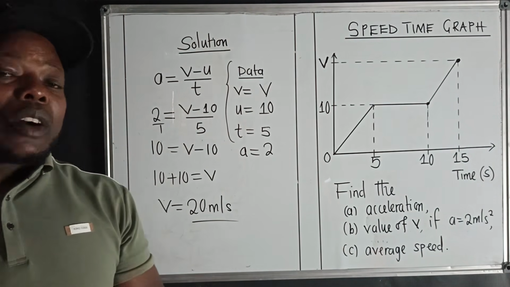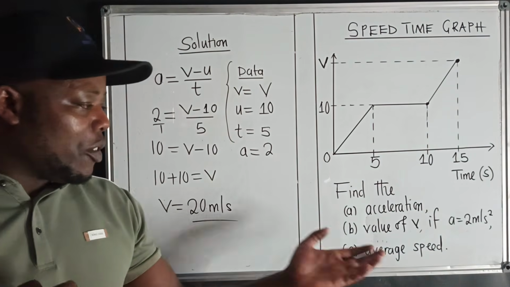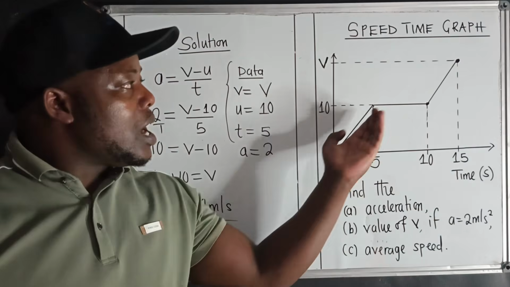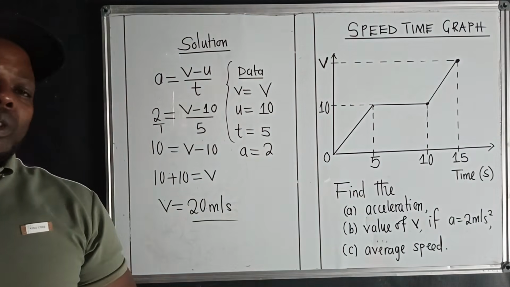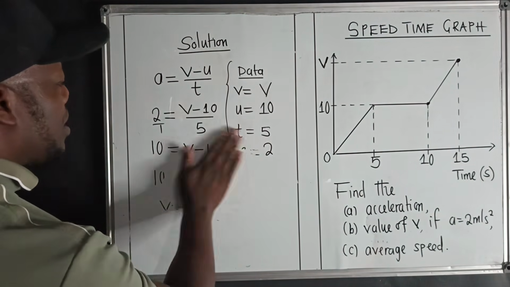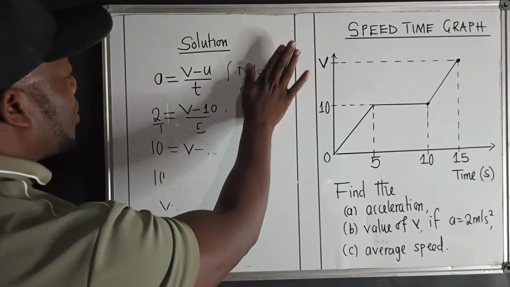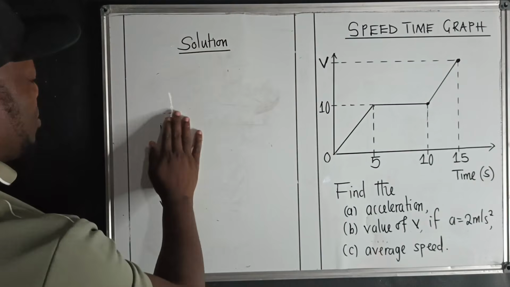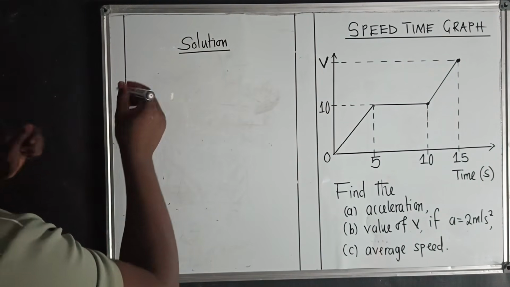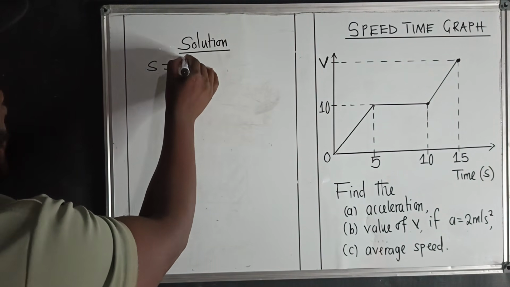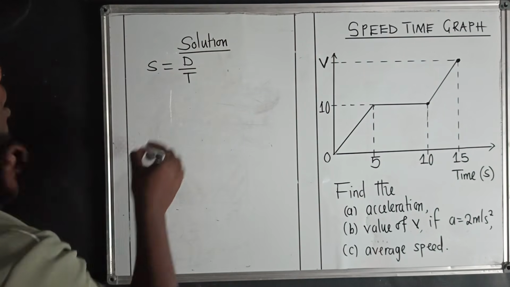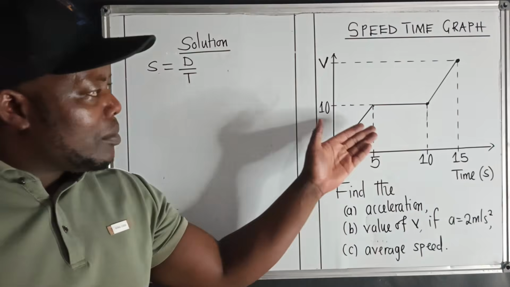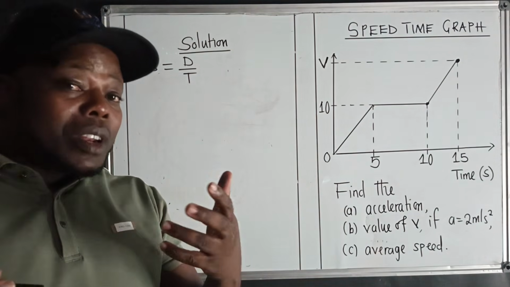Let's check out the last question, which is the average speed for the whole journey, from right here up to somewhere right there. So how do we find the average speed? Without wasting our time, speed is distance over time. Let me show you. Speed is equal to distance over time. Now, when you look at this, do you have distance? We haven't been given distance.